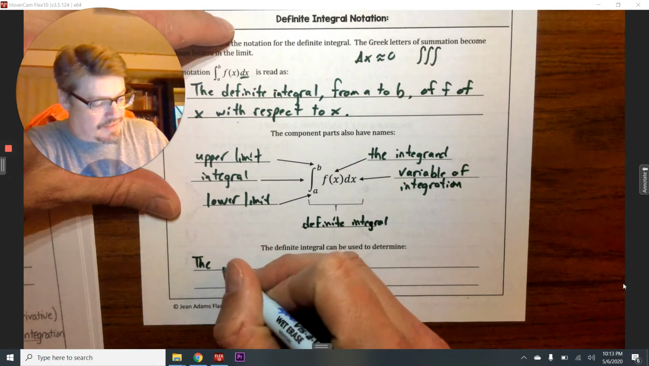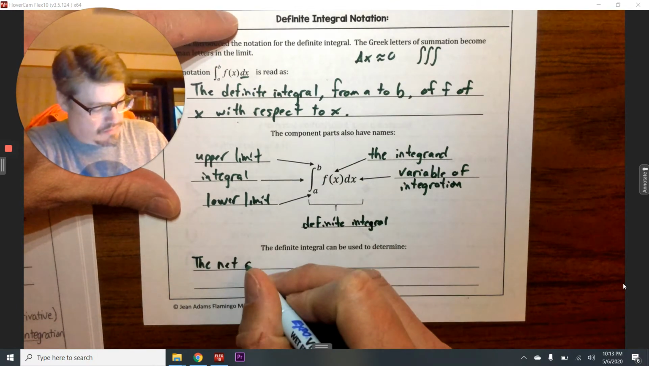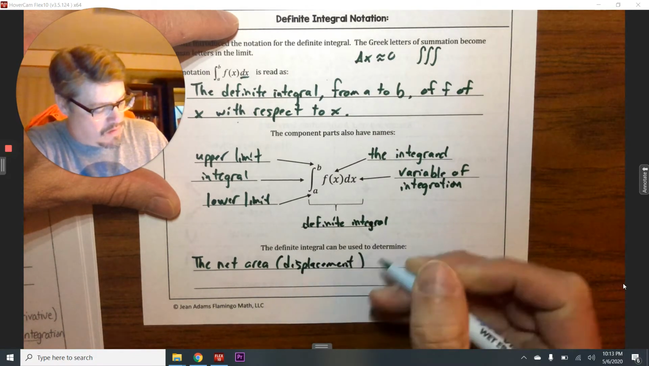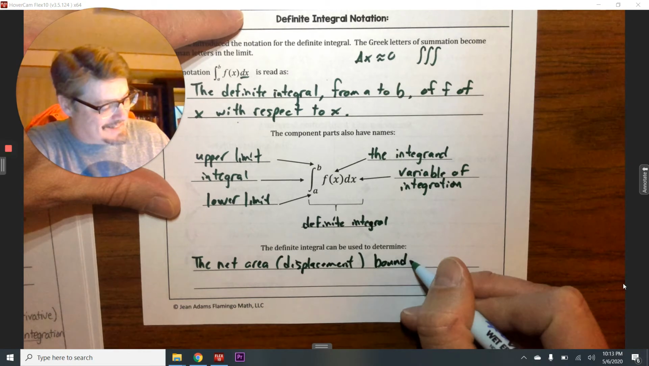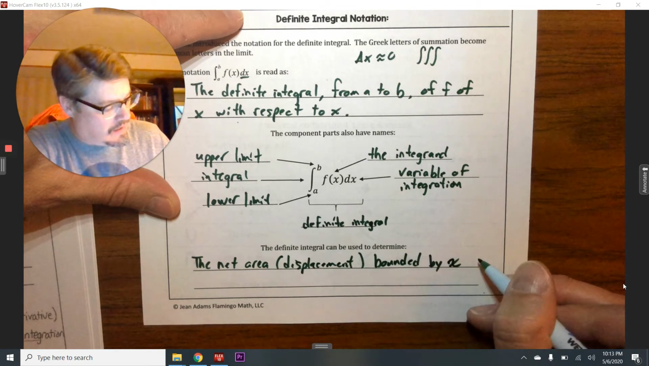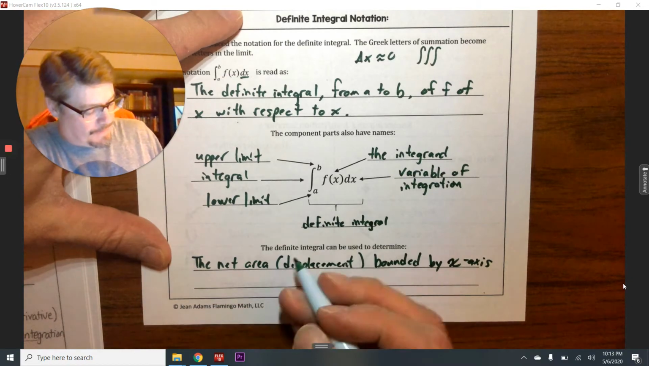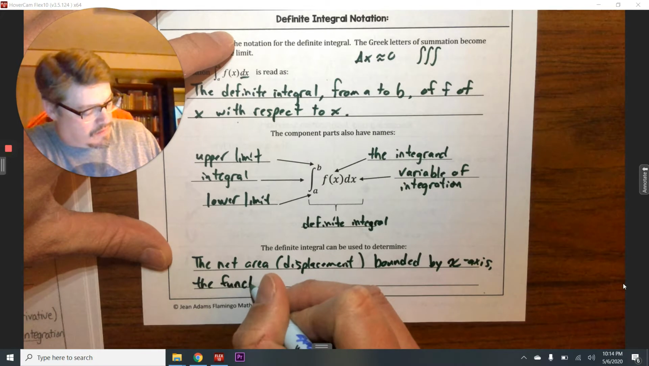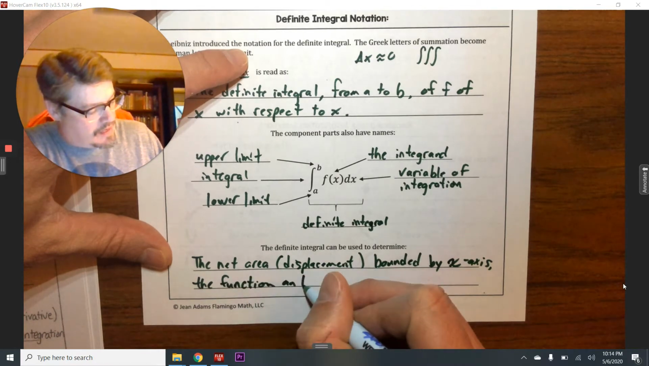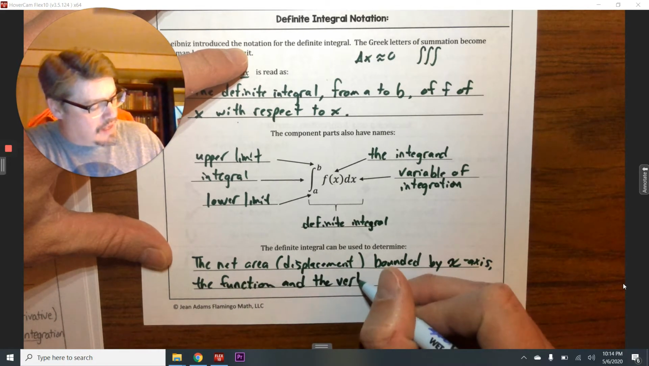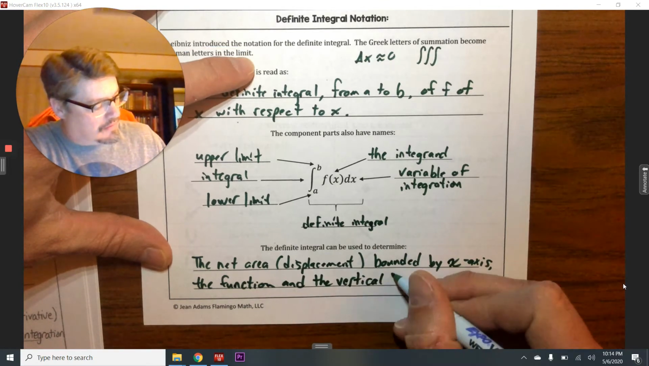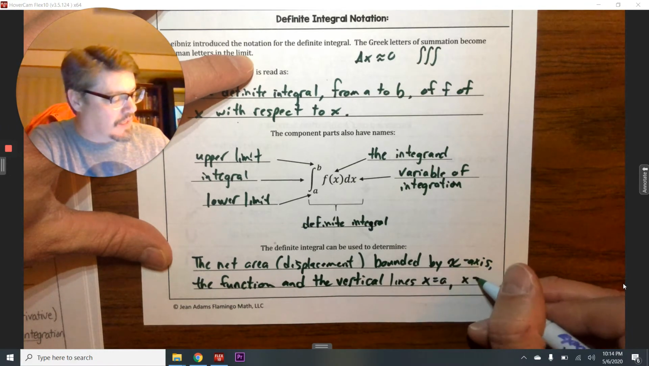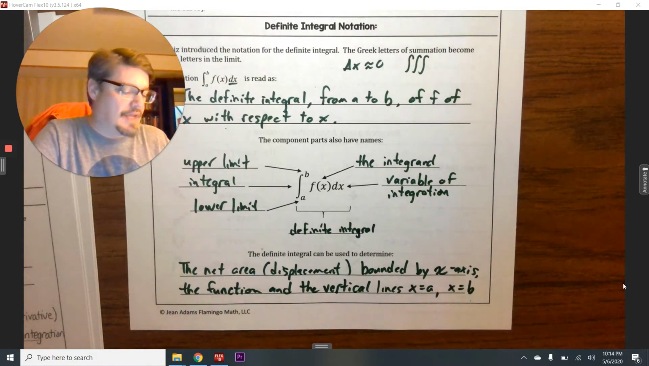I'll finish this out here. The area, that is the displacement, is bounded by the x-axis, the function itself, and the vertical lines at A and B. Vertical lines, so that would be x equals A and x equals B.